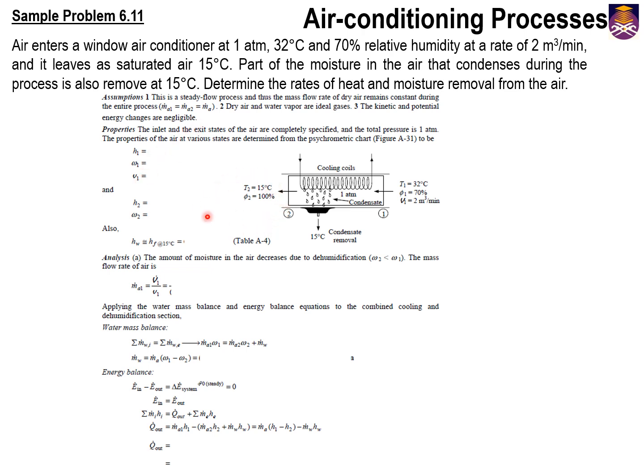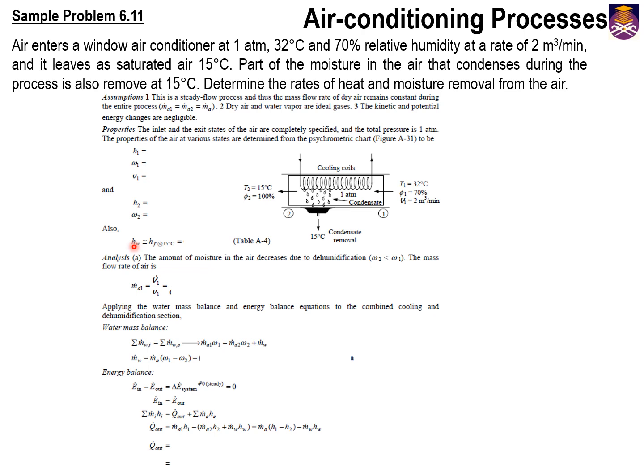Exit conditions are also given, T2 and relative humidity 2, 15 degrees. Now this is saturated. So if it's saturated, the value for your relative humidity will be found right towards the edge of the psychrometric chart, the last line for the relative humidity after 90%. So that will give you your H2 and omega 2. All right. So you must also find your enthalpy.